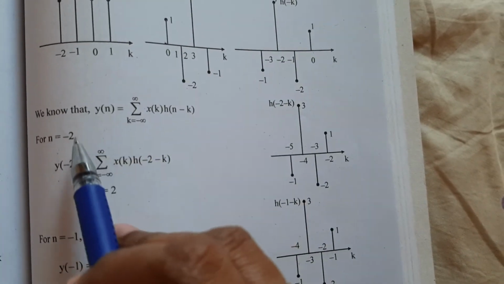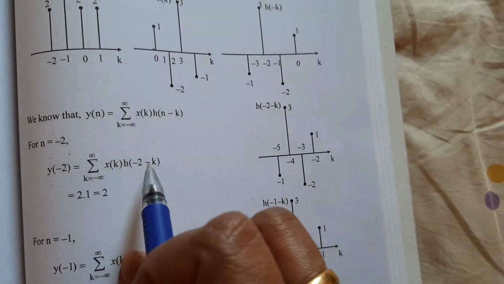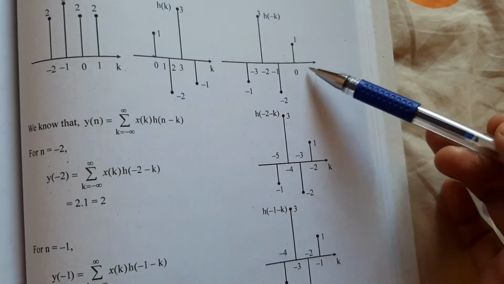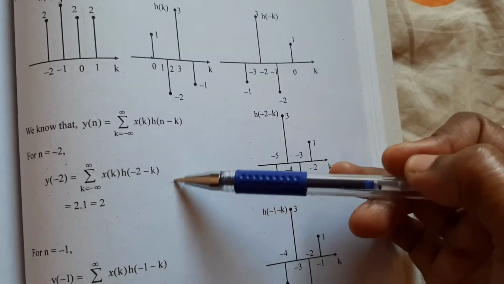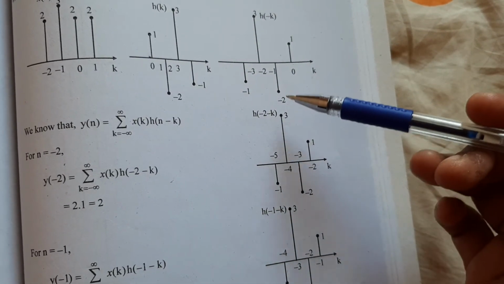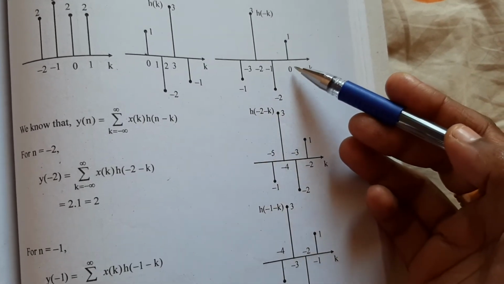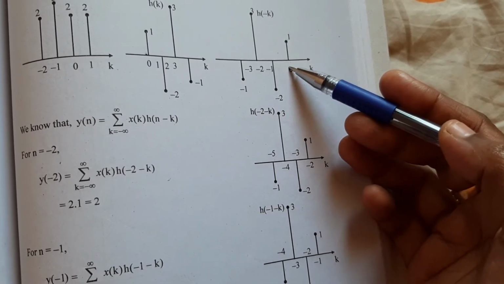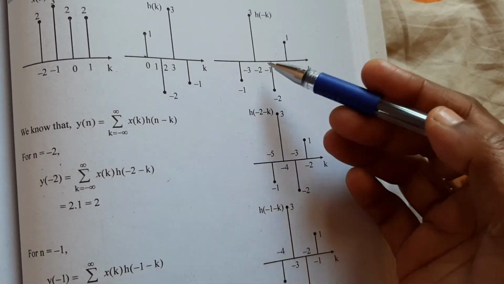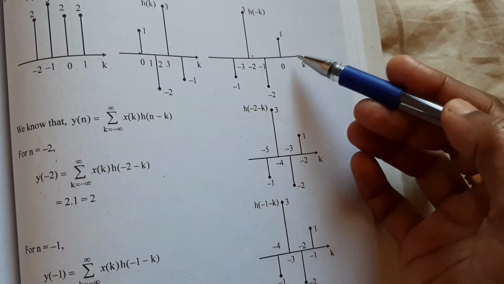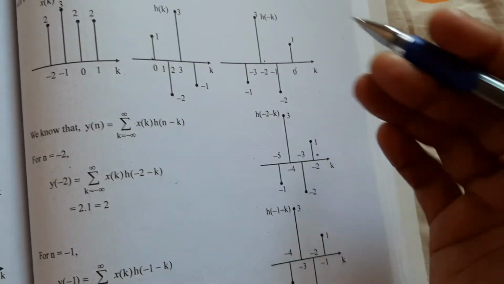Okay, and now first substitute n is equal to minus 2, x of k into h of minus 2 minus k. Now what to do, the h of minus k is replaced by minus 2. So minus 2 means you want to shift to left or right. Shift it. So if you see here, there is the 0th value. Then the 0th value is there. So shift 2 places, shift to the left. So left means it comes at this place. So the 0th value is here, and it comes to the value of minus 2. Shift 2 places to the left.